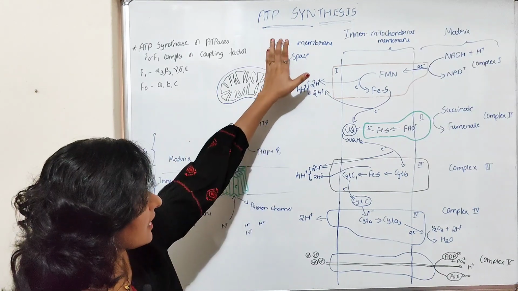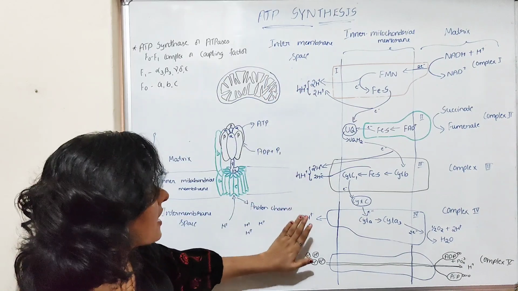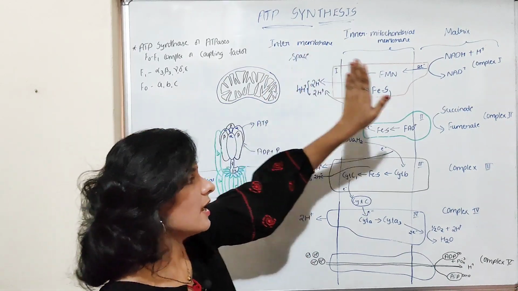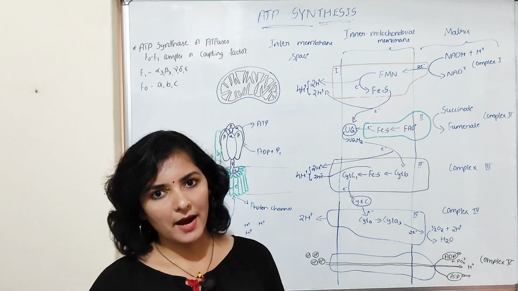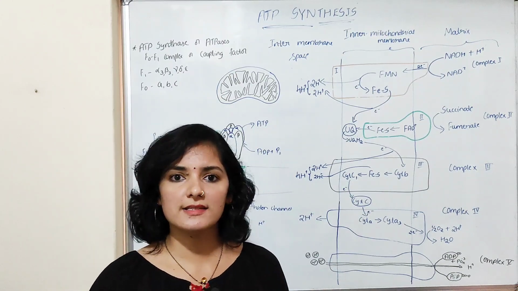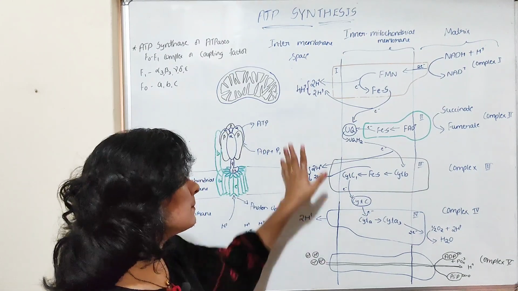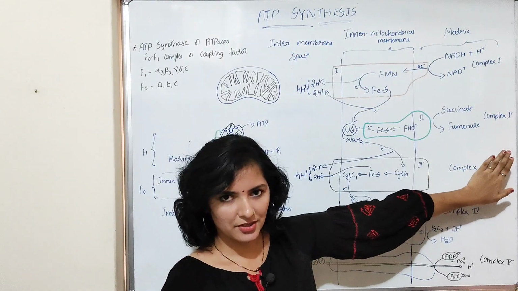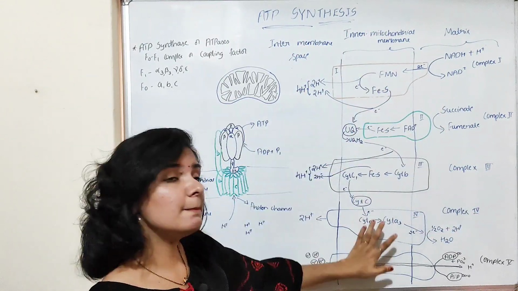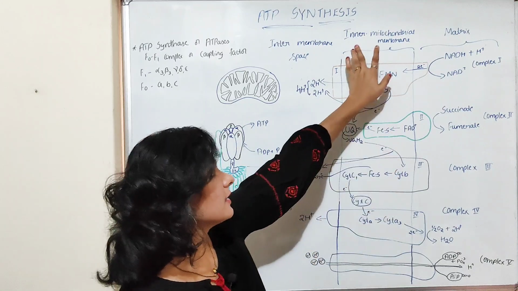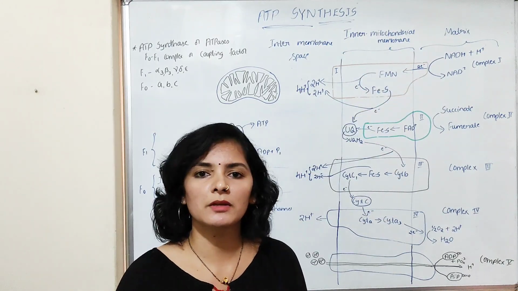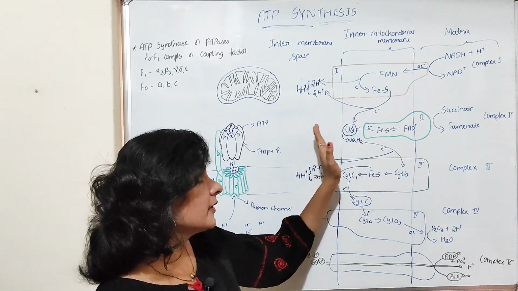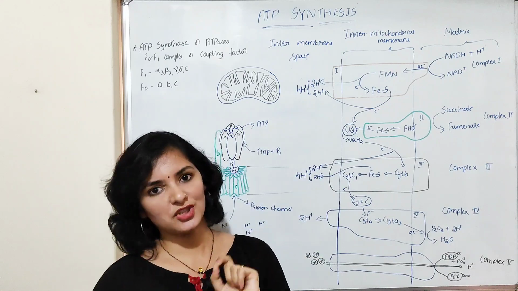As you can see in this diagram, the proton concentration is high in the intermembrane space and it is less in the matrix. But how can you balance it? To make balance, the protons need to be pumped back from the intermembrane space to the matrix. But you know that the inner mitochondrial membrane is impermeable to protons, and protons can be pumped back only through channels.